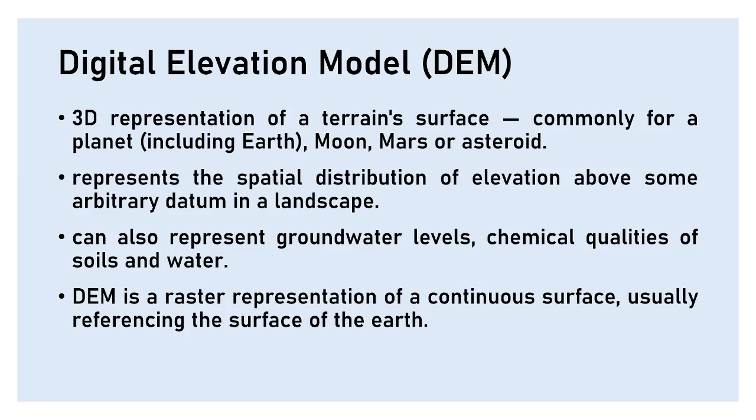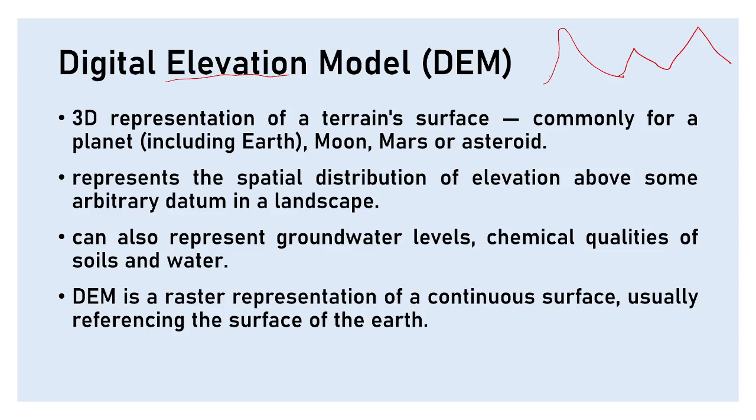So the digital elevation model represents the spatial distribution of elevation above some arbitrary datum in a landscape. It's not like you're saying it randomly, because as you can see in the name itself, it says elevation. So elevation with respect to what? You cannot just say that you have a mountain like this. You need some point of reference, right? Like how tall it is with respect to this surface.